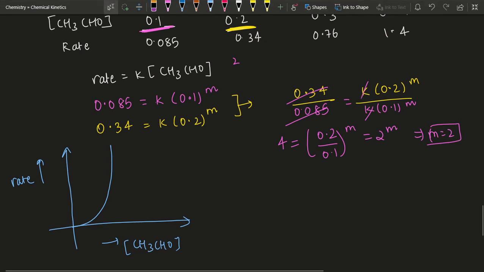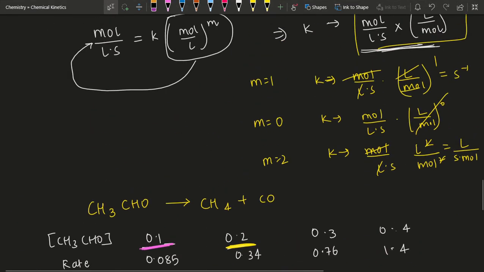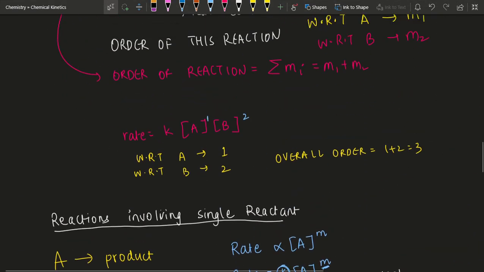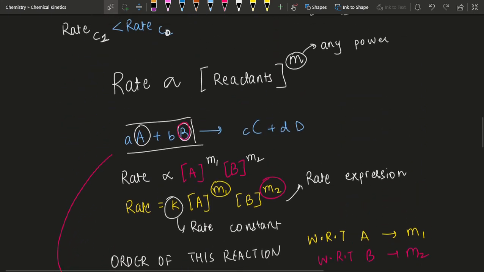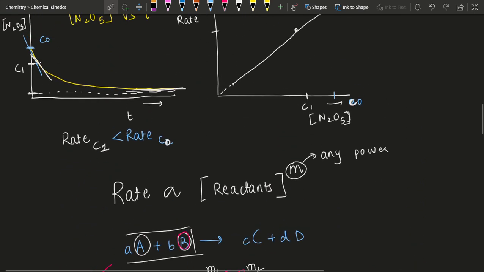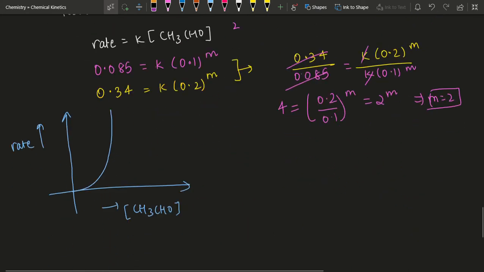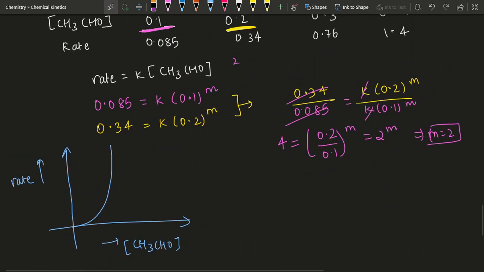So hopefully that accounts for some introduction to the rate expression, the order of the reaction, and writing rate expressions in general. We have also talked about a problem involving single reactants. We'll continue this discussion in the next video.